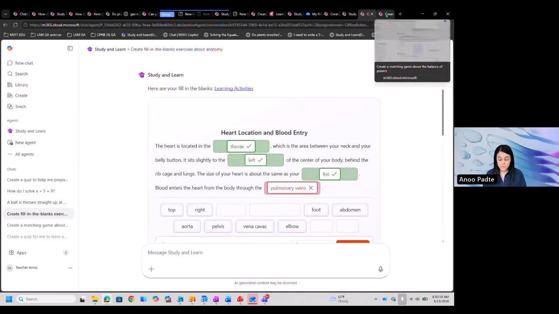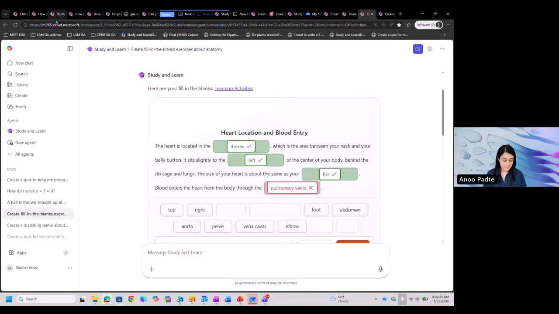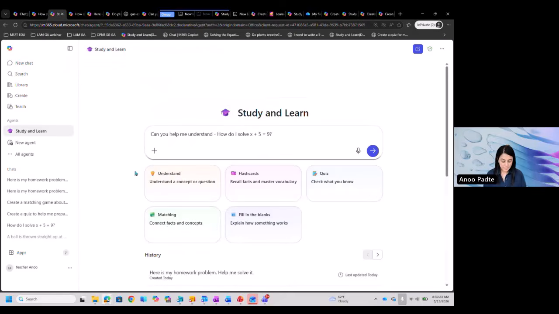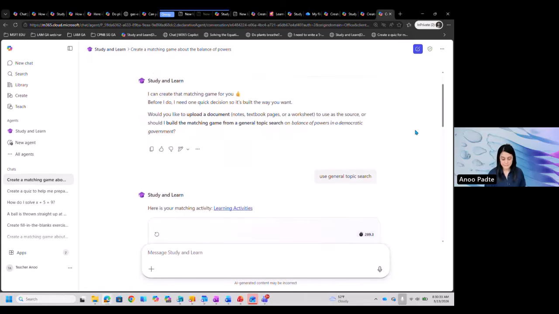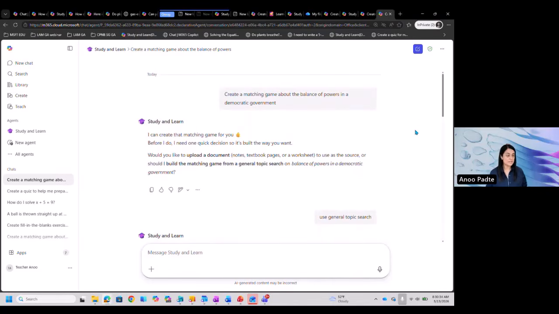I can also create a fill in the blanks activity. So where am I getting all of these? You're probably going, remember flashcards, quiz, matching, fill in the blanks. Here's my fill in the blanks activity. So I said, create a matching activity in this case. And I just gave it a topic in this case.